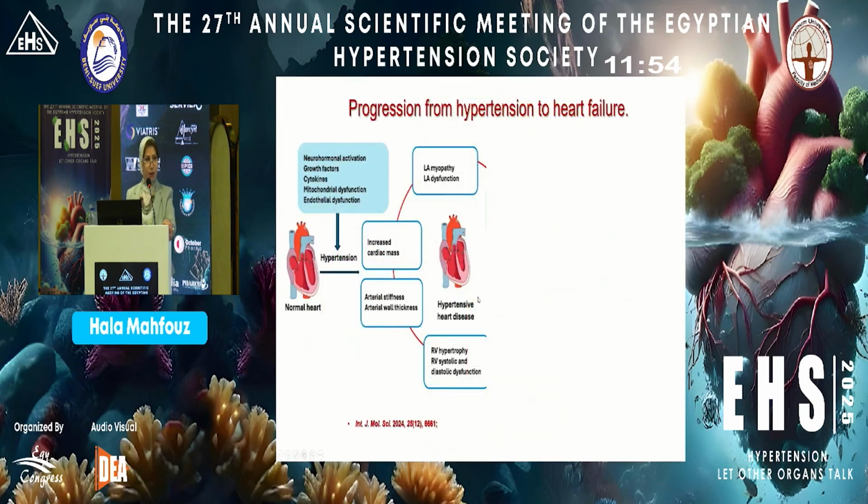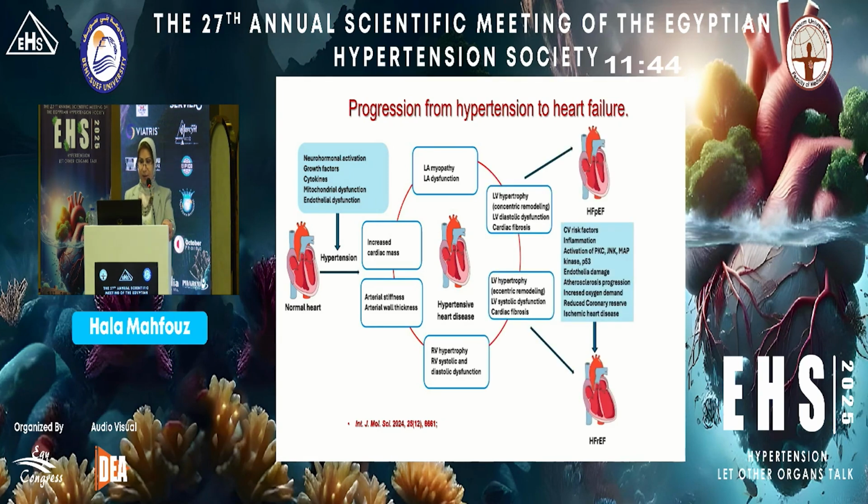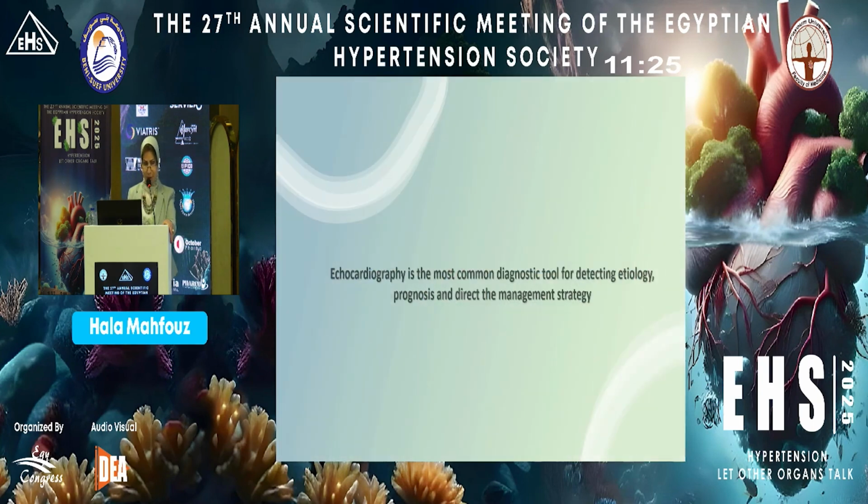The hallmark in hypertension, in fact, is the presence of chronic pressure overload, and this will increase the cardiac mass, resulting in arterial stiffness and increased arterial wall thickness, atrial myopathy, right ventricular involvement, and finally left ventricular hypertrophy with different phenotypes. I'm going to talk about it. And this will result in HFpEF, heart failure with preserved ejection fraction, and later on HFrEF, or heart failure with reduced ejection fraction.